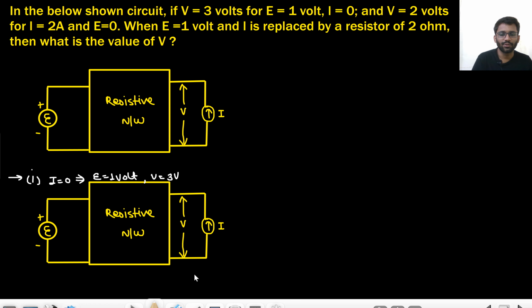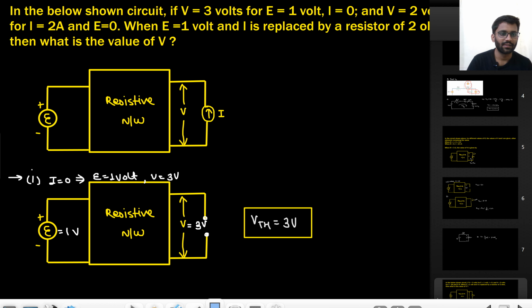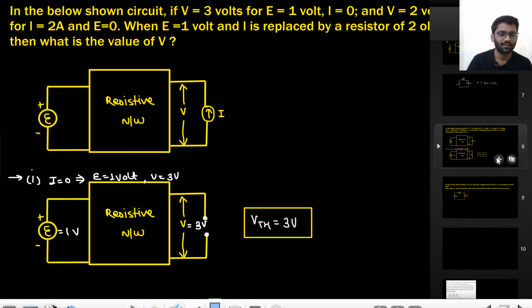Okay, I equals to 0. What do you mean, I equals to 0? Open circuit, right? E equals to 1 here, and V they are giving is 3. So what is this 3 volt? That is VTH, because we are talking about open circuit voltage here. So we have the VTH value now. Now there must be some other information as well, right? From the other information we can find something.